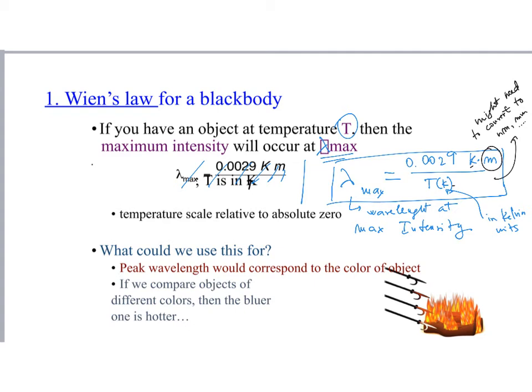Okay, so why is this useful? Remember that peak wavelength, right, or lambda max, the wavelength at the peak intensity, actually that corresponds to the color of the object, right? Because that's going to tell, hey, it's that wavelength that the intensity is the lightest, okay? And the color is the wavelength, actually. All right, and so if we compare objects of different colors, then the bluer one is always going to be the hotter, right?